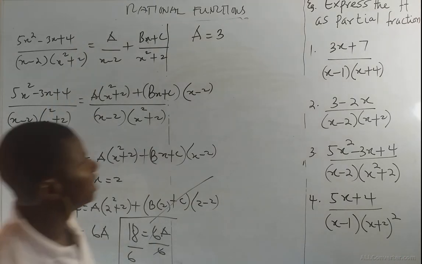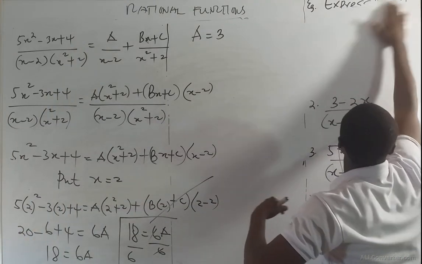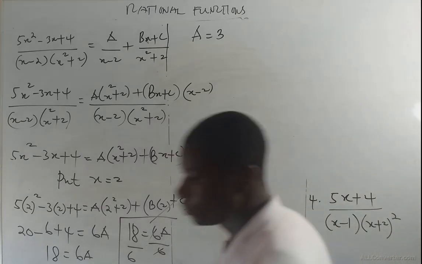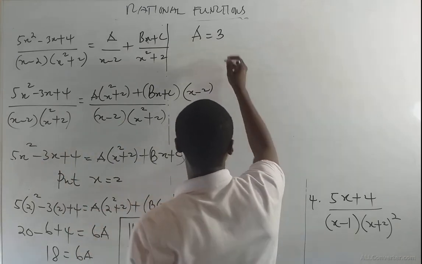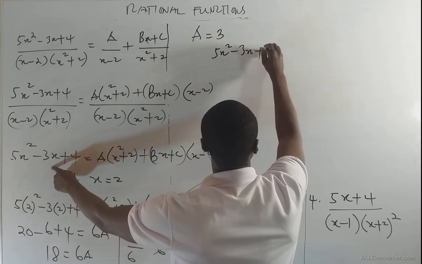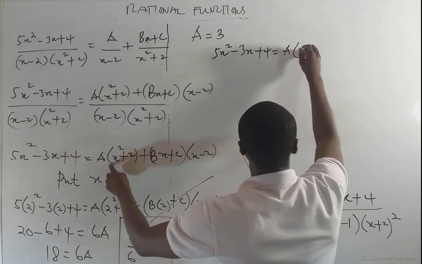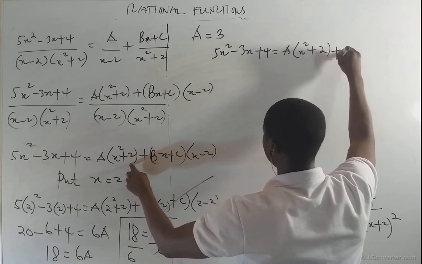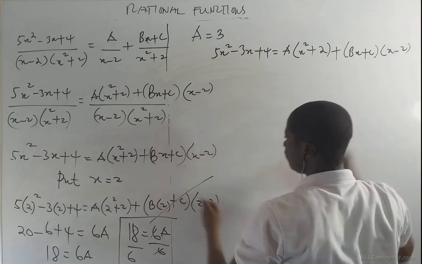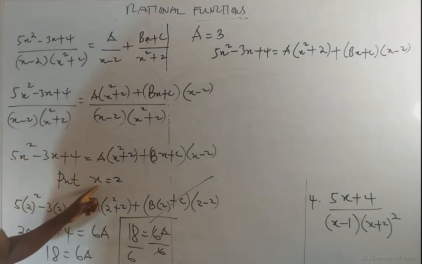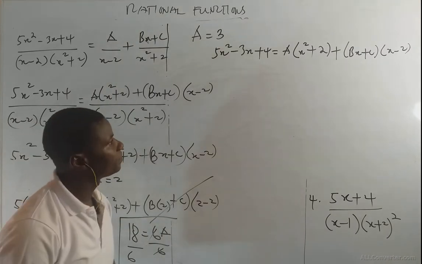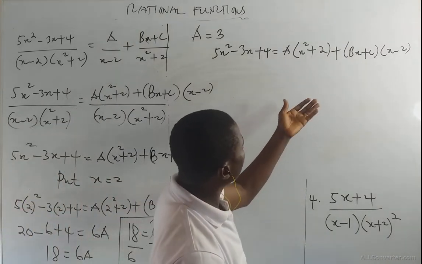So we have solved the first part and the second part, and we are on the third part. The same expression again: 5x squared minus 3x plus 4 equals a into x squared plus 2, plus bx plus c, then we have x minus 2. First we said that x should be equal to 2 and we were able to find the value of a to be 3. And now we are going to find another value.